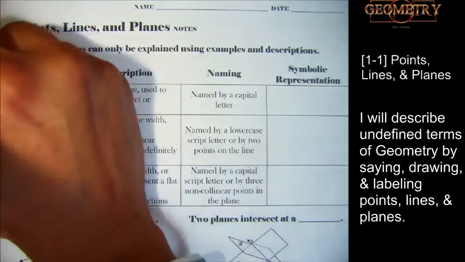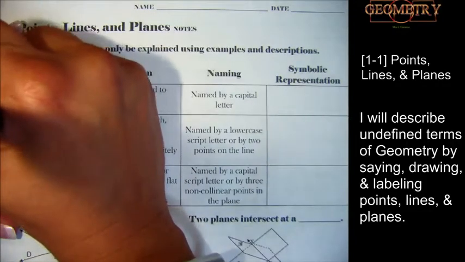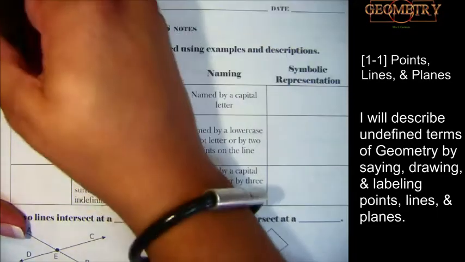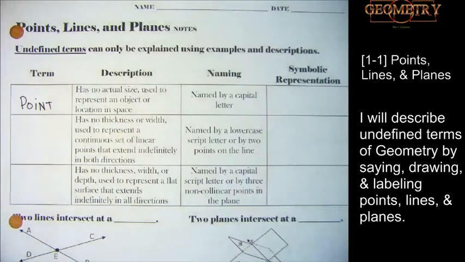The first term is point. It doesn't have an actual size in geometry. If I put a point on my paper, that little dot that I drew, while I'll call it a point, is not really the point that we're talking about in geometry. We're talking about something that has no actual size. You can't see it, you can only imagine it. And it's used to represent a location in space somewhere.